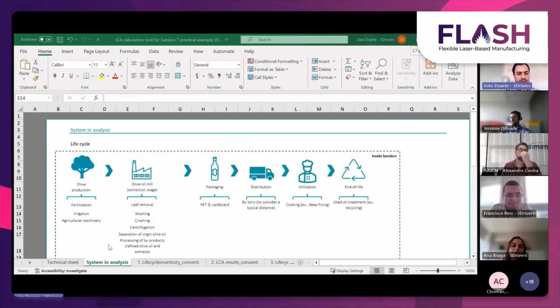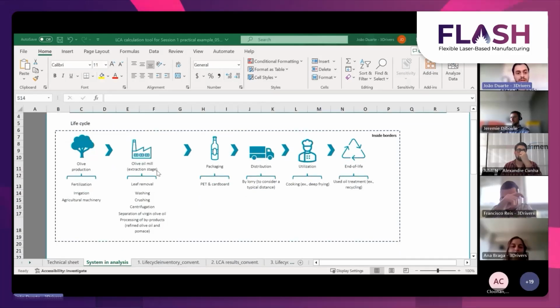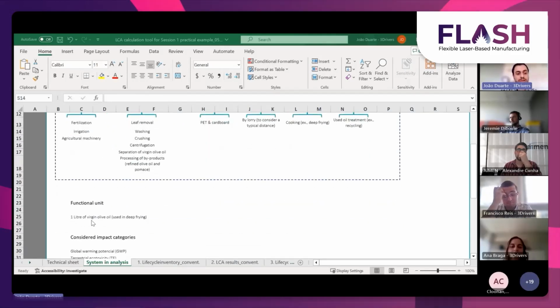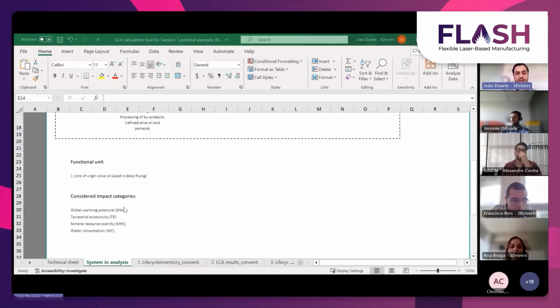Here in the Excel, we have the system that we are analyzing, that I described in the slides. Just to remember, the functional unit that we established is 1 liter of virgin olive oil used for cooking. And for this example, we selected these 4 impact categories to have our results. So we selected global warming potential, terrestrial ecotoxicity, mineral resource scarcity, and also water consumption.